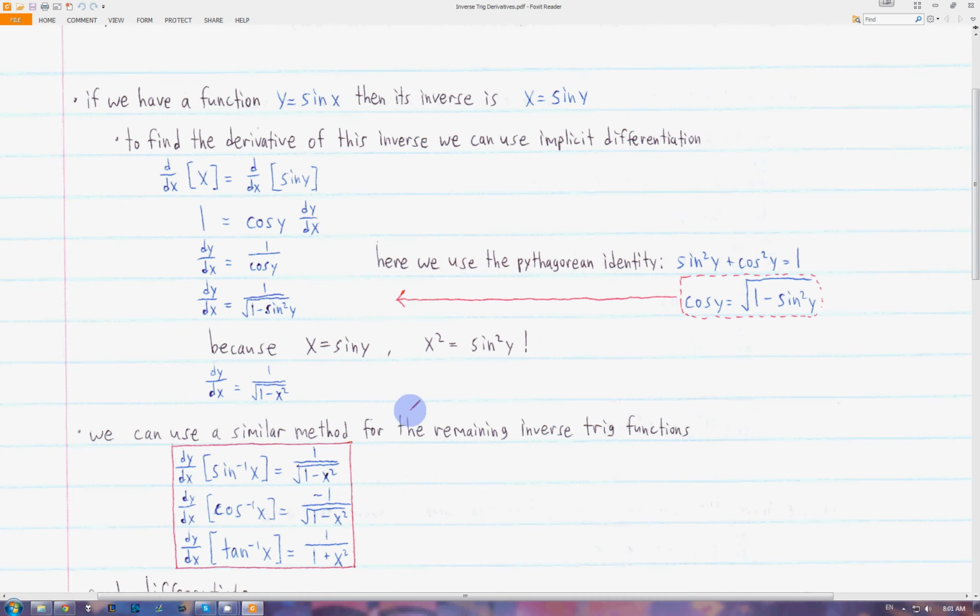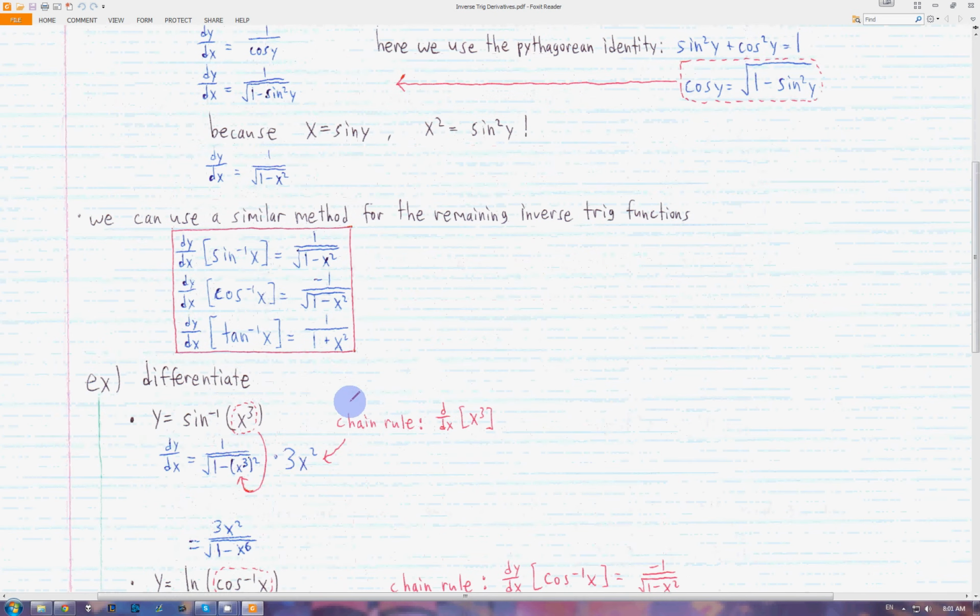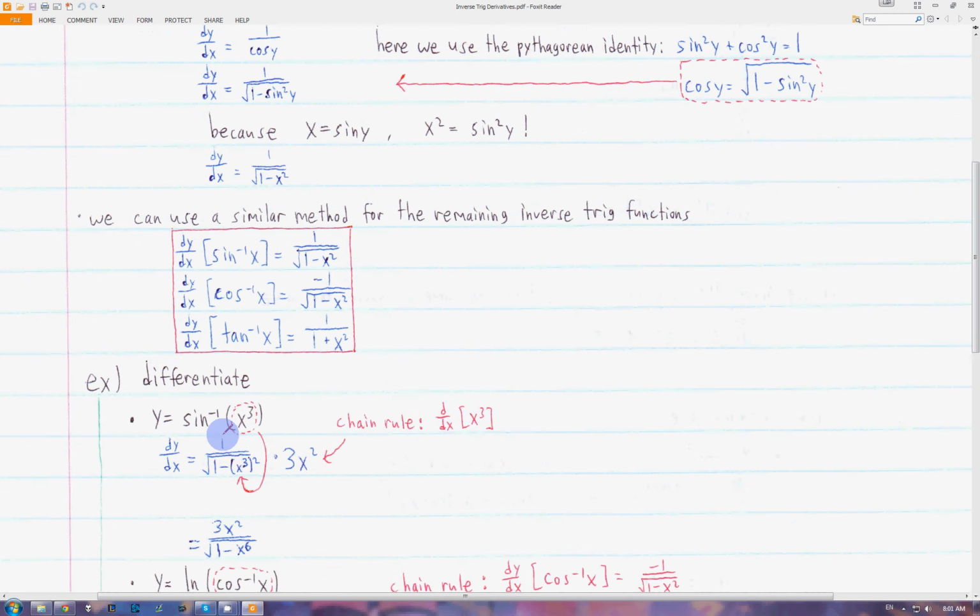So now let's look at some examples. So we want to differentiate y equals arcsine of x cubed. So the outside function is the arcsine of something. And we just learned that if we have the derivative of arcsine of something, then it's 1 over the square root of 1 minus that something squared.